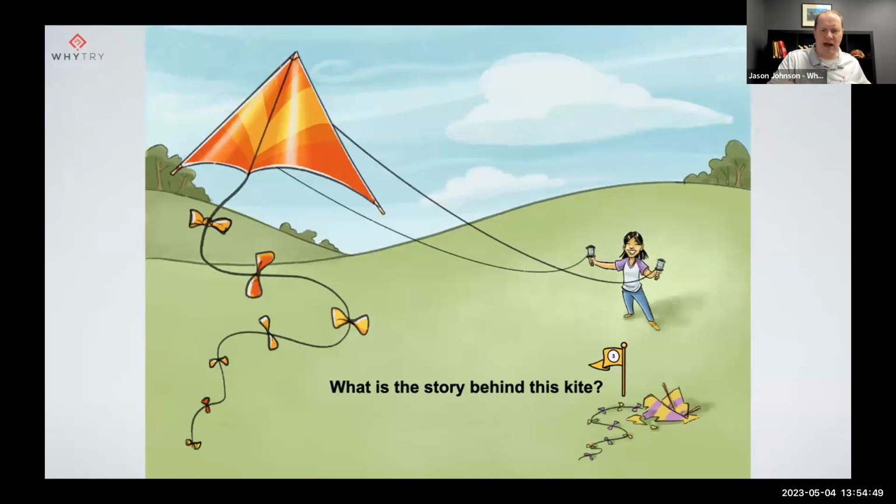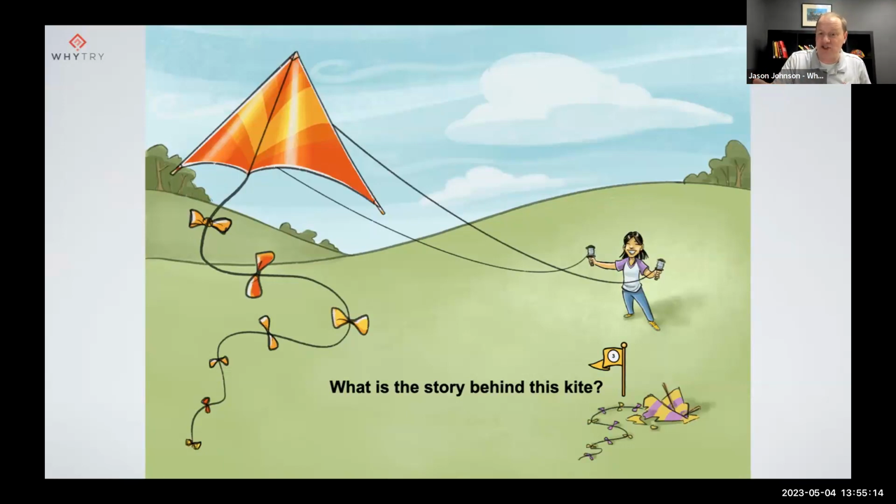So the last question I have here, I want you to look at this image and you can see there's a kite. I don't know if you caught it the first time around, but there's a kite that crashed and is on the ground. What do you think the story is behind that kite? What might have caused that kite to crash and fall to the ground? Any thoughts?